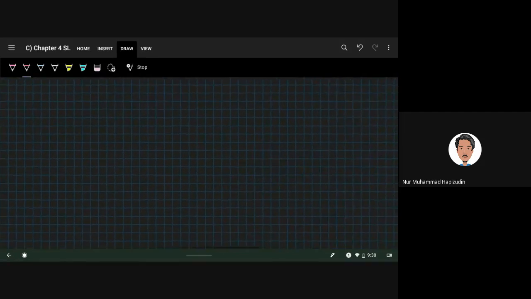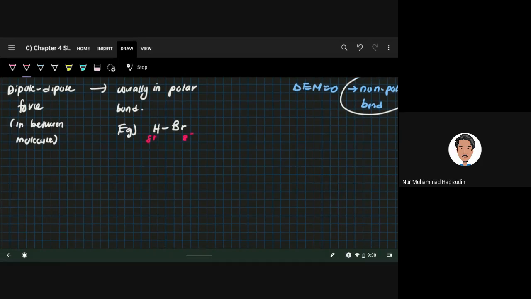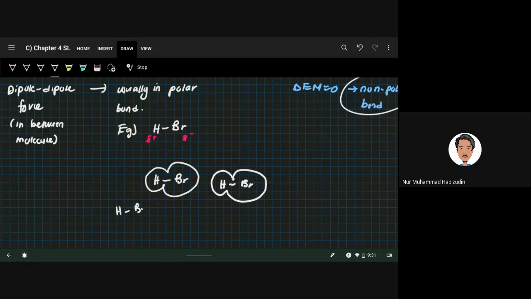But for the dipole force, usually is polar molecule that have polar bond. Example HBr. So what happen is, when it come closer to another HBr, it will have attraction. Attraction from partial positive and from partial negative. Hydrogen partial positive, bromine partial negative.